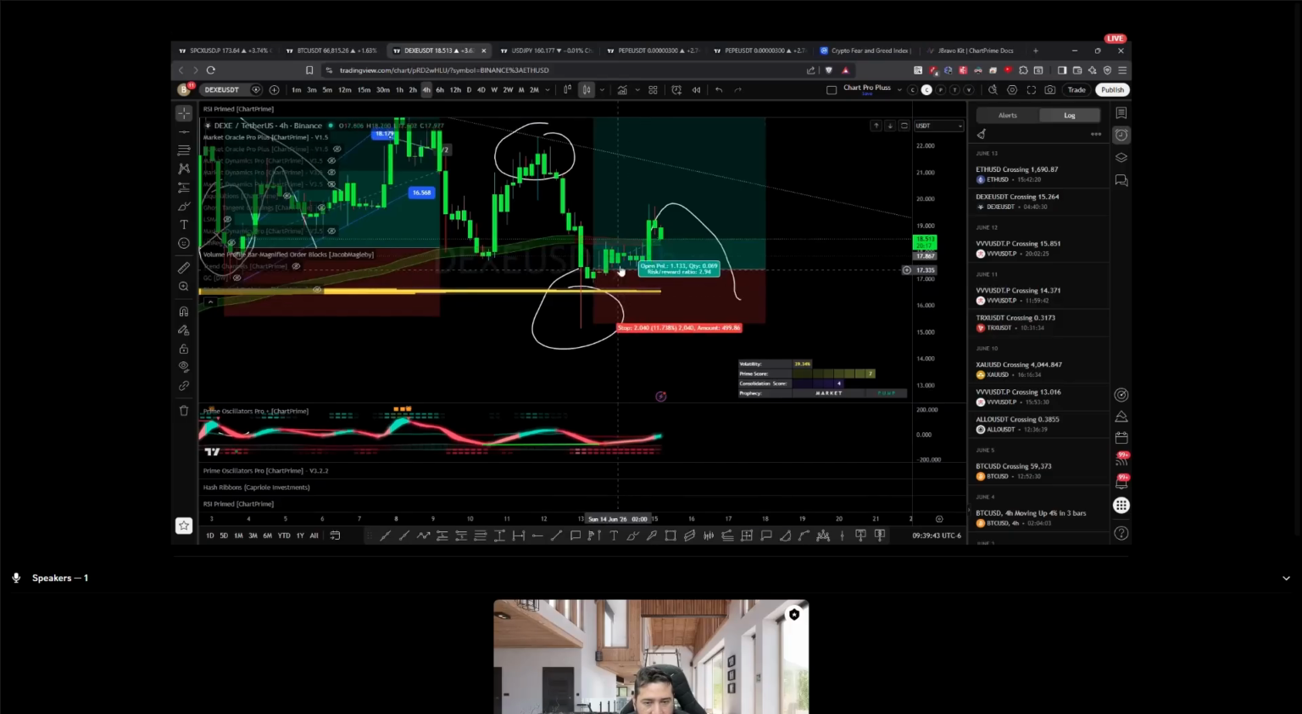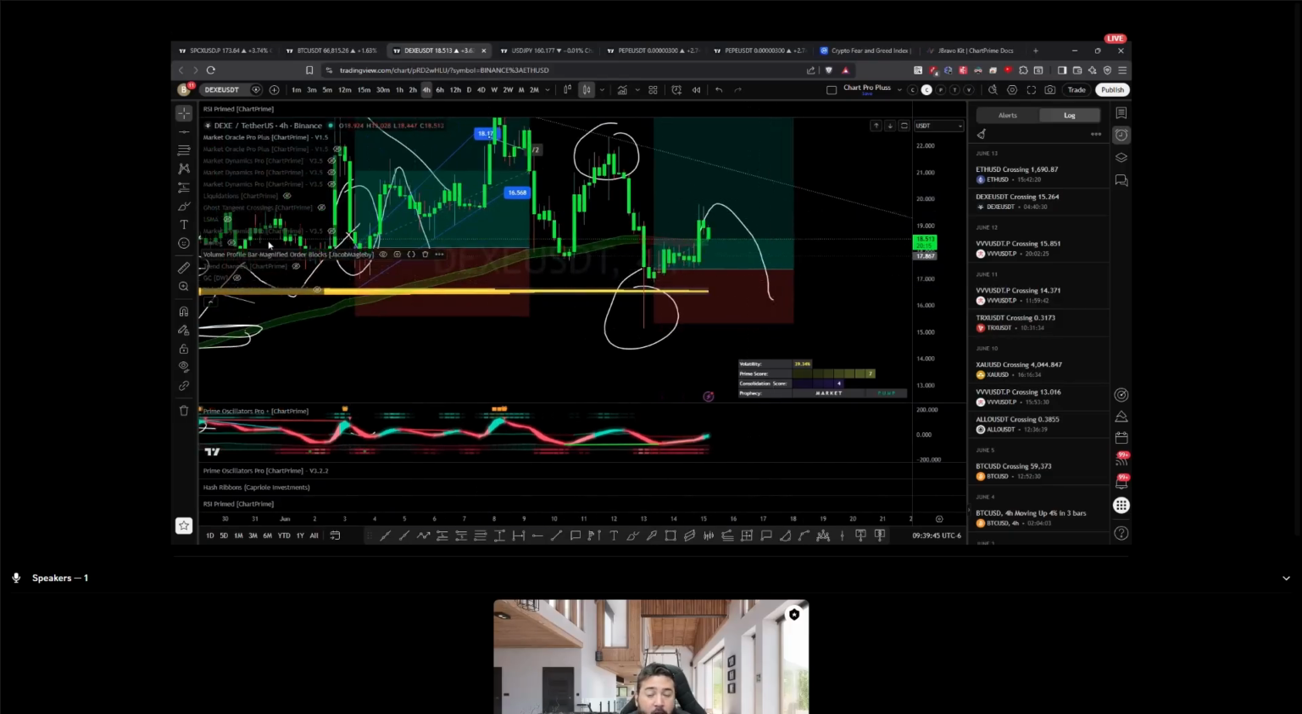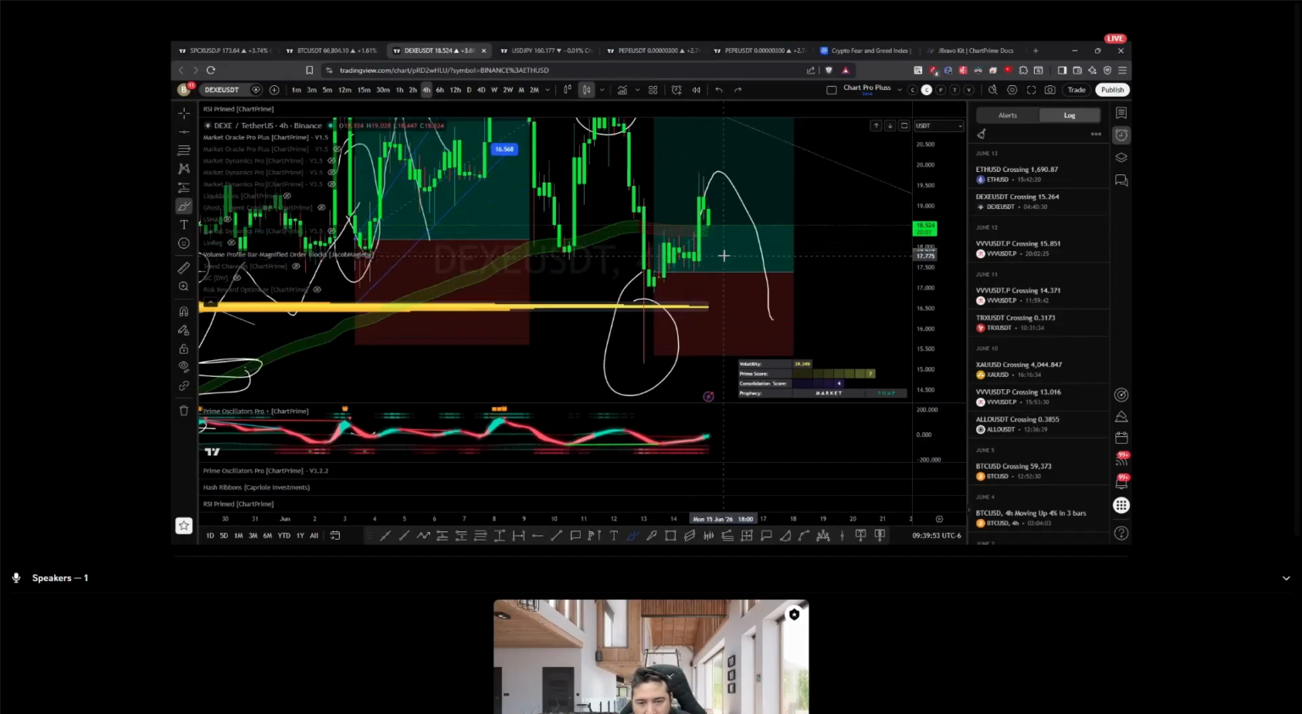And then I have no way to lose. Why? Because if it goes below my area, I'm going to be stopped out at zero loss and already have taken some profit. Do I have a partial loss in here? Yes, but it's already covered with this 50% gain. So I'm basically breaking even on Dixie.